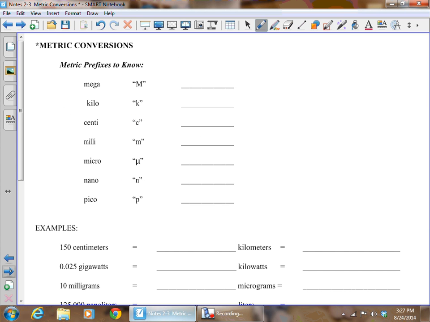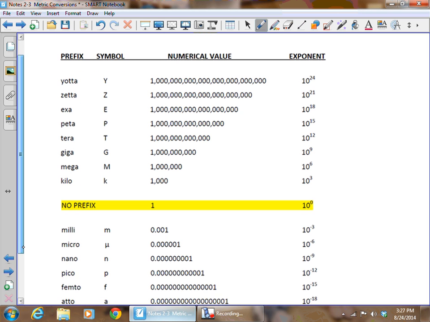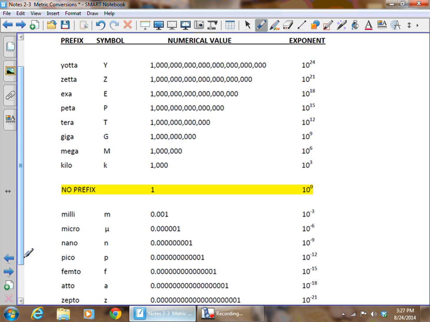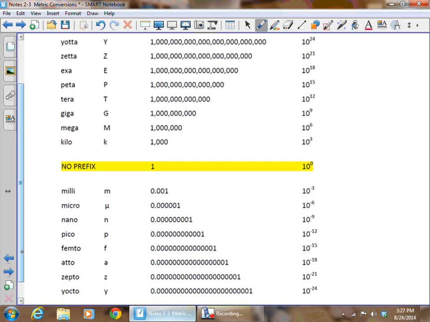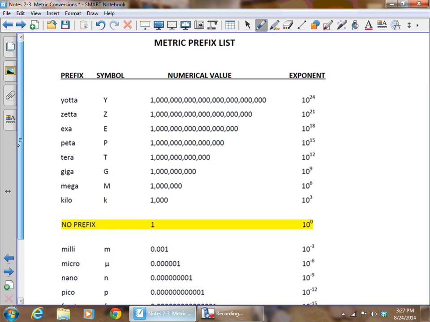So when we want to have conversions within the metric system, there are metric prefixes that we need to know. Now, if you look in your notes, we have a whole list of metric prefixes, all the way from yotta, which is 10 to the 24th, down to yocto, which is 10 to the minus 24th. And there may be ones that are even bigger or smaller than these, but those are the ones that I could find really quickly. So those are the prefixes and their exponential values. That's what we're going to be most concerned with, these exponential values over here with the prefixes.